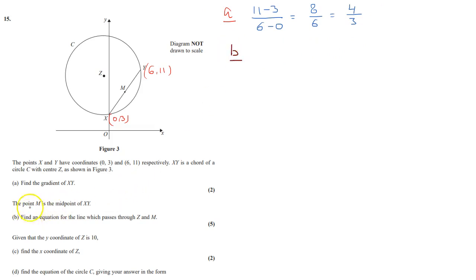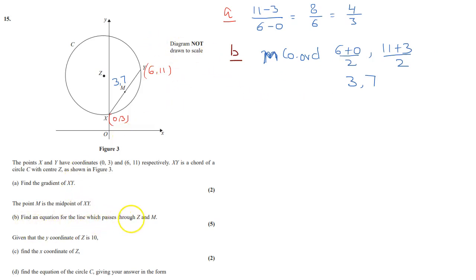B. M is the midpoint. So the coordinate of M, capital M, will be x1 plus x2, 6 plus 0 over 2, and 11 plus 3 over 2. So this is 3 and this is 7. So this coordinate will be 3 and 7.